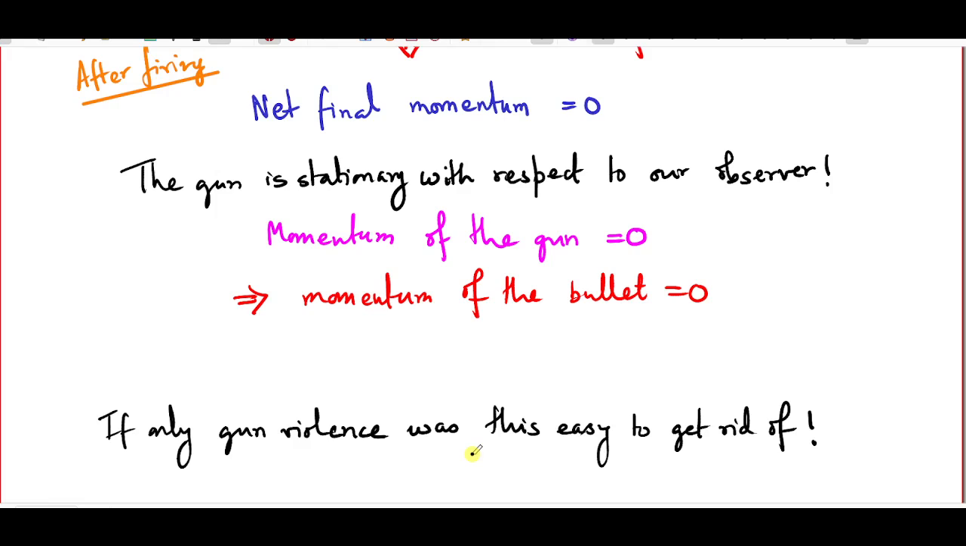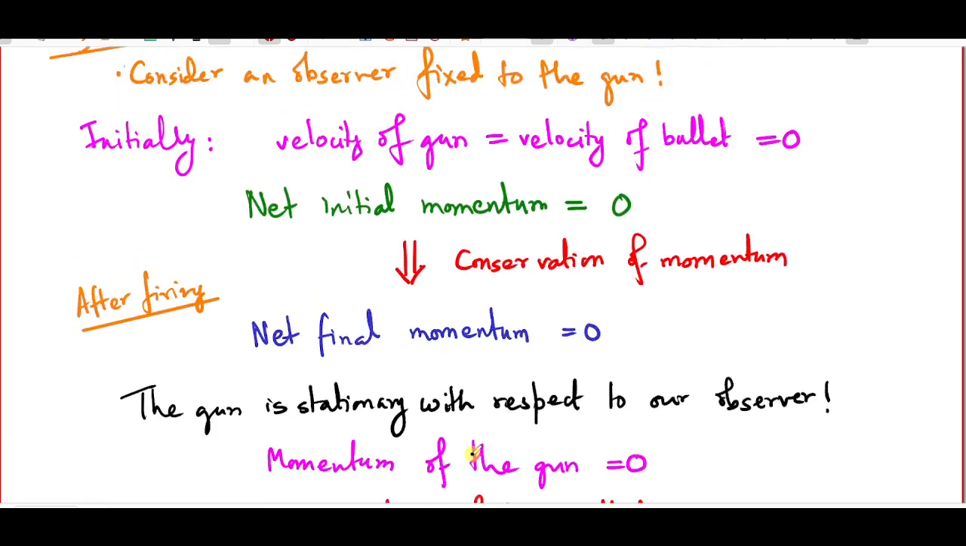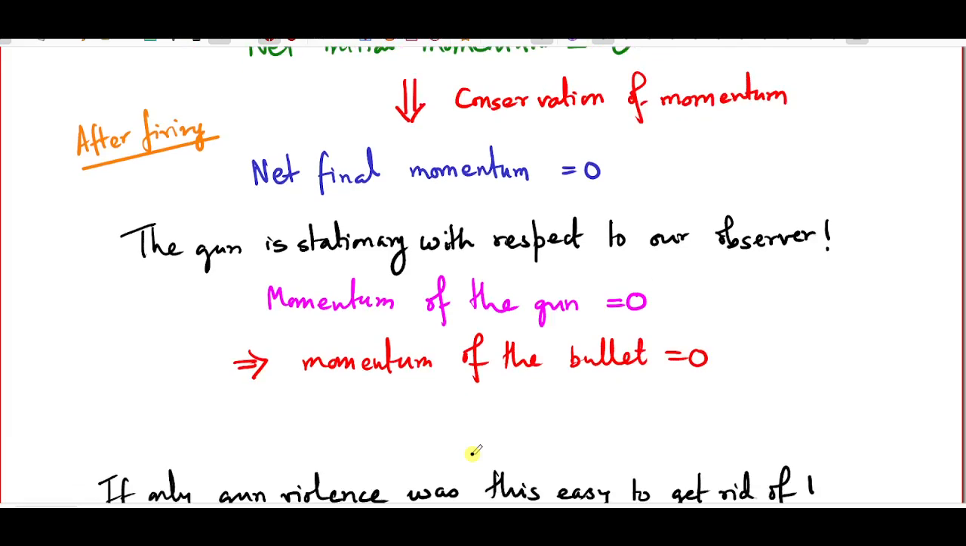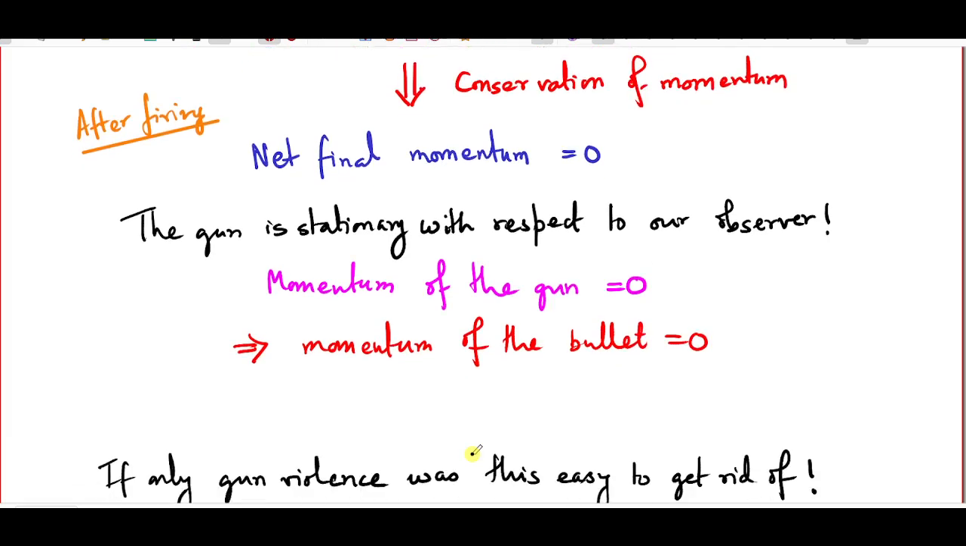I would like you to think about exactly what is going wrong with the arguments that we have used here. Let me just repeat once again that all we have used so far is simply the fact that initially both gun and bullet were stationary with respect to the observer, leading to a net initial momentum of 0. Then we have used the conservation of momentum, which leads to net final momentum being 0. And since the gun is obviously stationary with respect to our observer, the momentum of the gun has to be 0 both before and after the firing, and therefore the momentum of the bullet after the firing must also be 0. This is the totality of our argument.